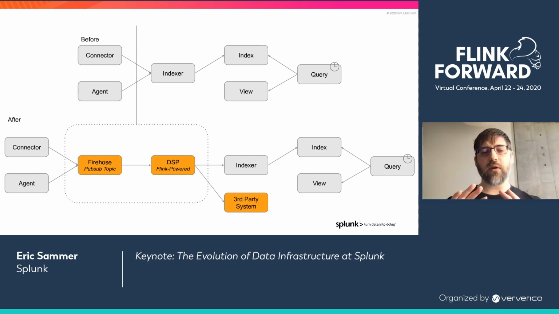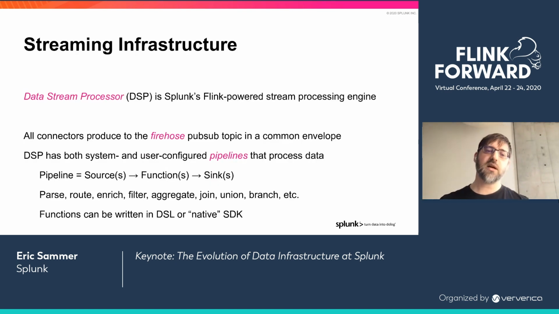And then we have our stream processing engine, which we call DSP. I'll talk about that in a second. This is where Flink shows up in our architecture. And then we have the ability now to use that engine to send data off to third parties. Just a little bit more context, data stream processor, or DSP, is Splunk's Flink-powered stream processing engine. It is both a technology we use to power a bunch of projects or products internally, and also a specific product that someone can buy and use. I'm not going to get too into the details here, I'll just give you the relevant parts.